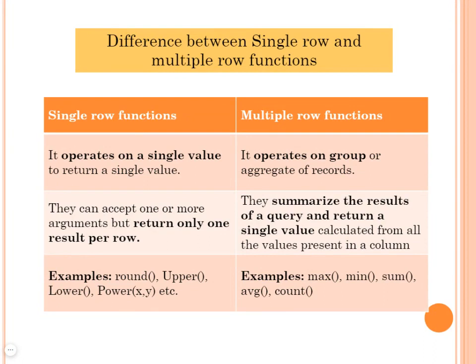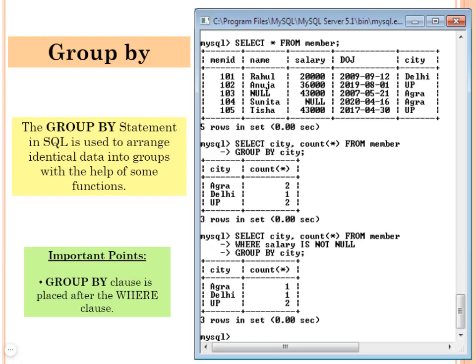Next is multi-row function. It summarizes the result of a query and returns a single value for the whole column. The examples are max function, min, sum, AVG, and count function. Next is group by command.